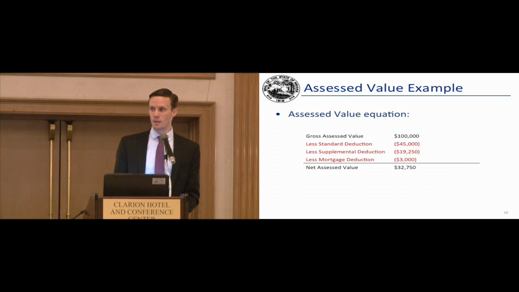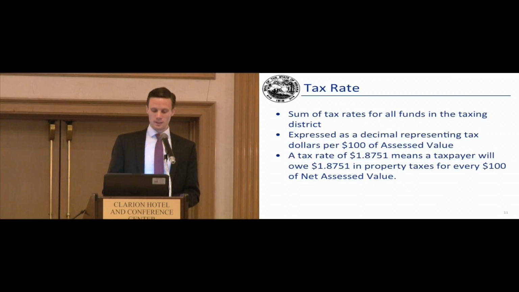Easy enough to do for one family, but of course, in practice, we're going to be doing this for hundreds or thousands of taxpayers in a given county, so the same calculation is going to be iterated over and over and over again. The tax rate itself is the sum of tax rates for individual funds that taxing units have for the taxing district where that taxpayer resides.